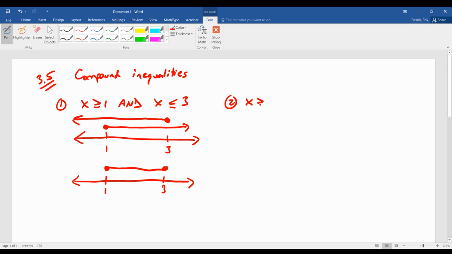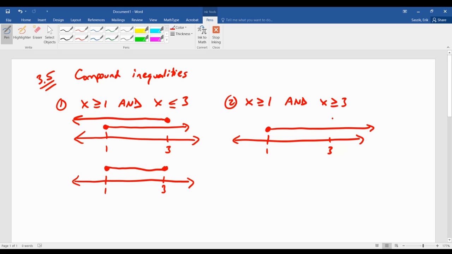Now, sometimes they may go in the same direction. Oops, let me have a little bit more room here. So in this next one, it's very similar, but it says x is greater than or equal to 1 and greater than or equal to 3. So the overlap, of course, where do you have both? You have both up here from 3 on up going on forever. So your final answer would actually be this.